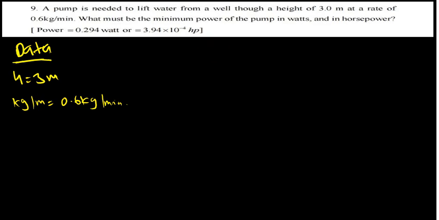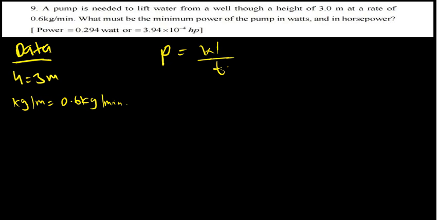Now, after coming up with the data, the question is asking us to calculate the minimum power, the power in watts and in horsepower. So the first thing is, if you write your formula to say power is given by the work done divided by what? Time, right? Does it make sense?